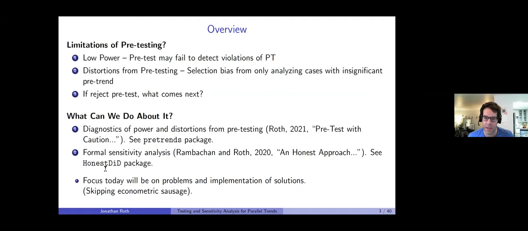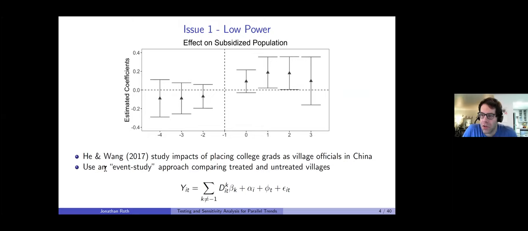Cool. So let me just jump straight into these issues with the common practice of pre-trends testing. The first issue I'm going to talk about, as I mentioned, is low power of the pretests. And I think this is most easily illustrated with a simple example.